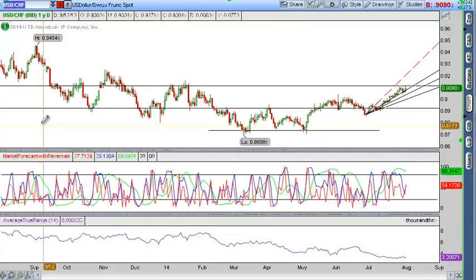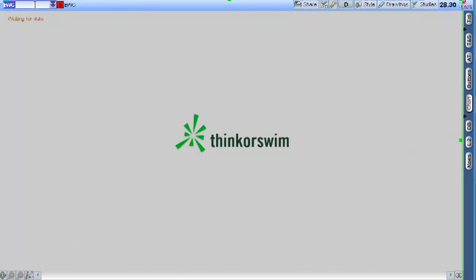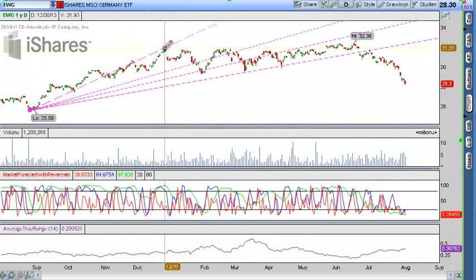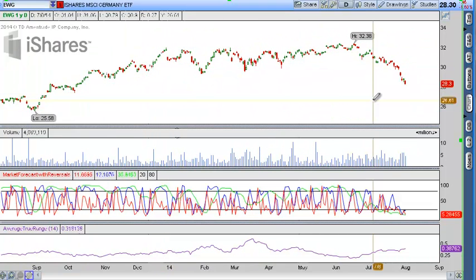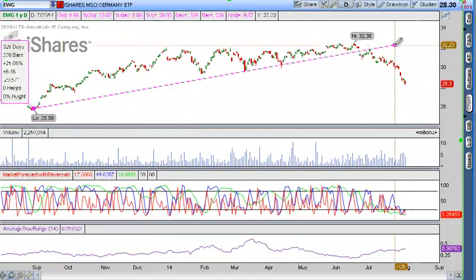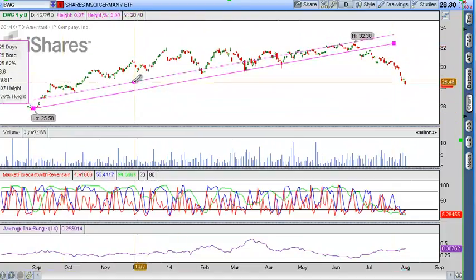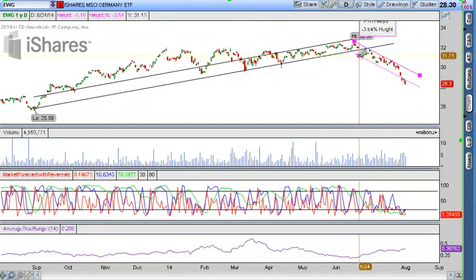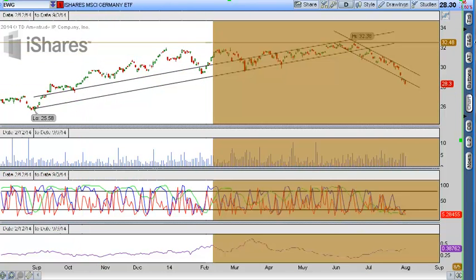EWG says it all. Let's take a look. This is EWG, for those of you who don't know. This one is the ETF for Germany, so kind of the entire German economy. Let's get back to some channels. Strong trend, break of the trend. Lower highs, lower lows. Now, we could also look at this. It's not just Germany.